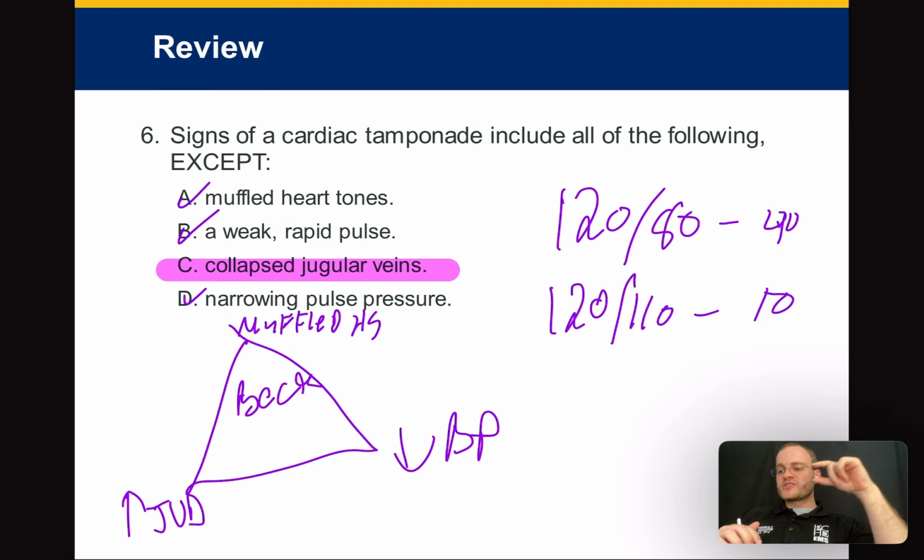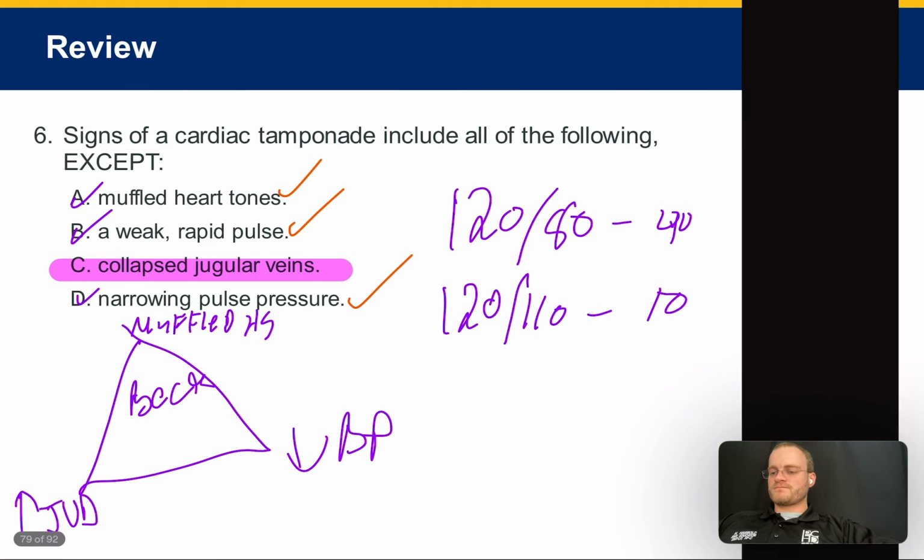And so you see this in Beck's triad, because what's happening is the heart can't fully open up to decrease the diastole, and it also can't squeeze very hard for the systole. So this is the issue you will see in Beck's triad, a narrowing of the pulse pressure. So to confirm, in Beck's triad, you do see muffled heart tones. You do see a rapid weak pulse. You do see narrowing of the pulse pressures.